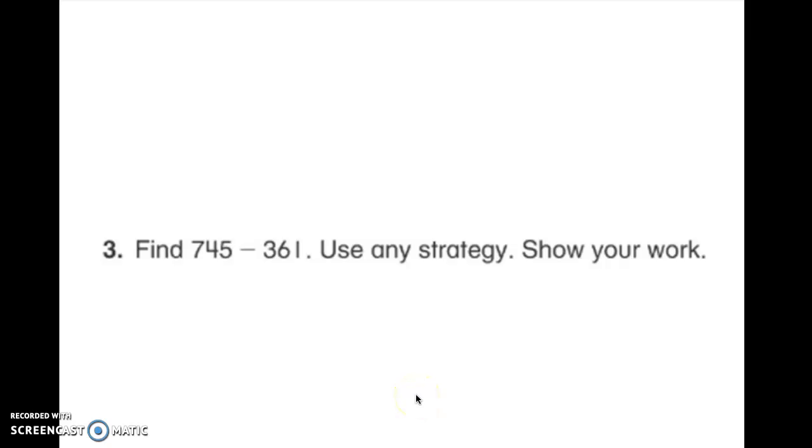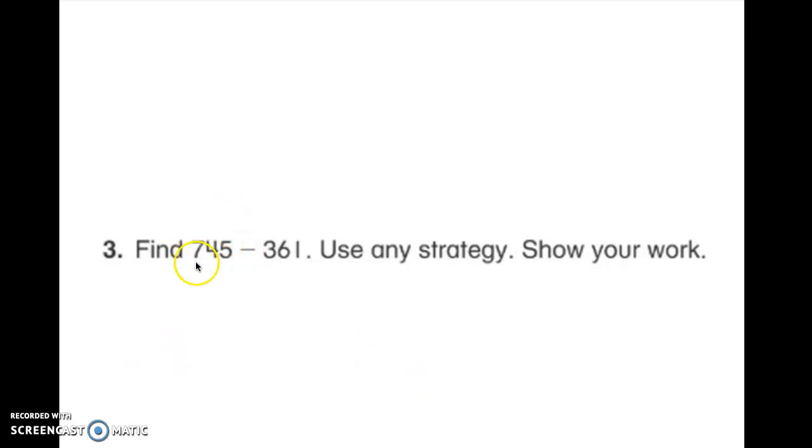Find 745 minus 361 and use any strategy. Show your work. So I'm going to show you that second strategy that we learned, just subtracting the hundreds, tens, and ones. If you used a different strategy, that's totally fine, as long as you get the same answer that I have, it'll be correct.